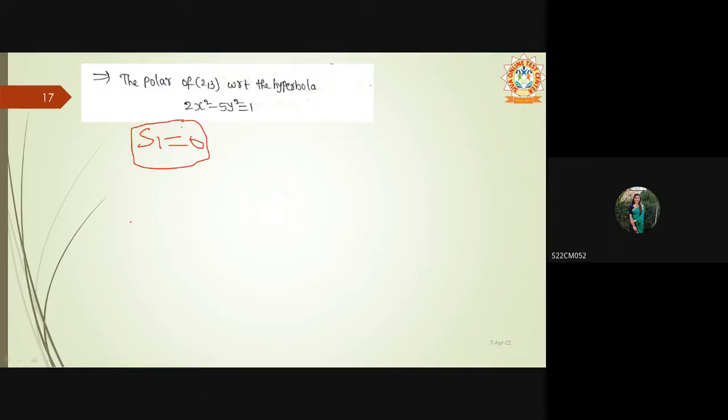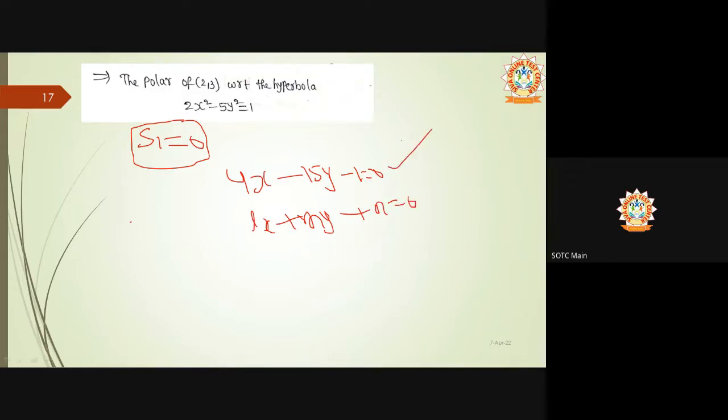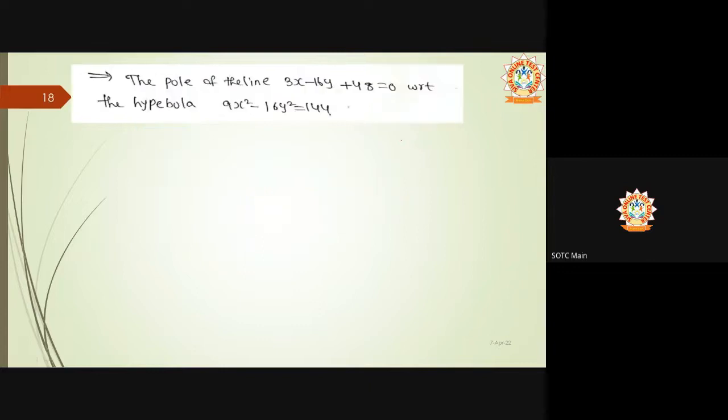4x minus 15y minus 1 is equal to 0, sir. Very good. 4x minus 15y minus 1 is equal to 0. So you can see this is the polar. So polar is what? Lx plus my plus n, this is in this form only, right? So this is your required equation then. Next question.